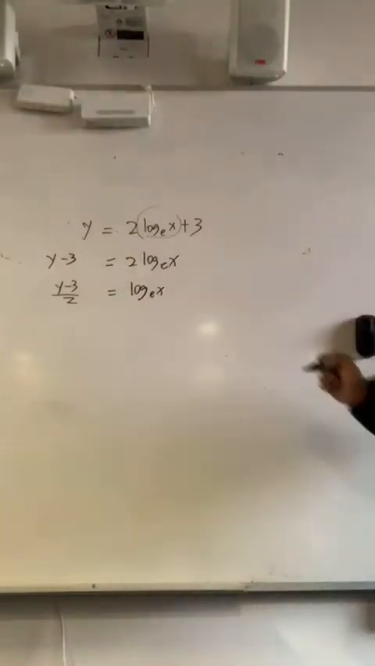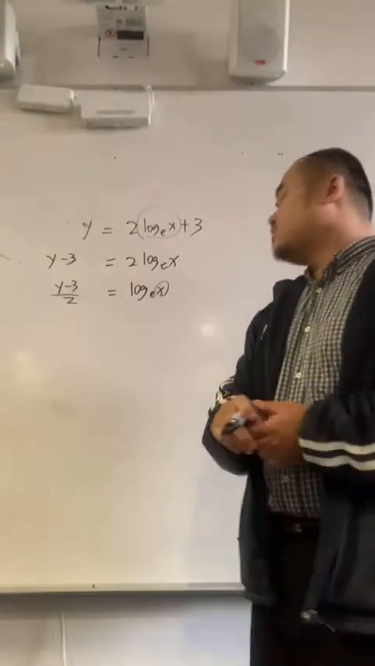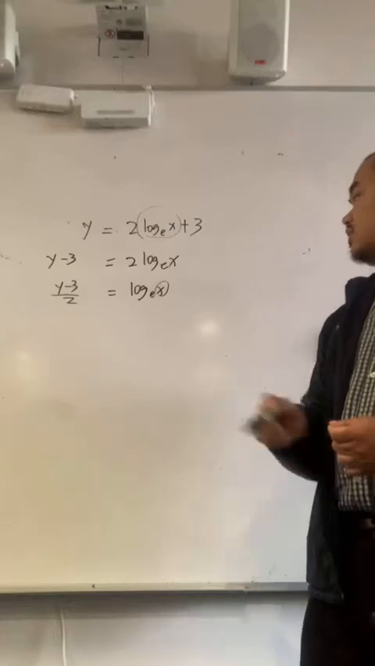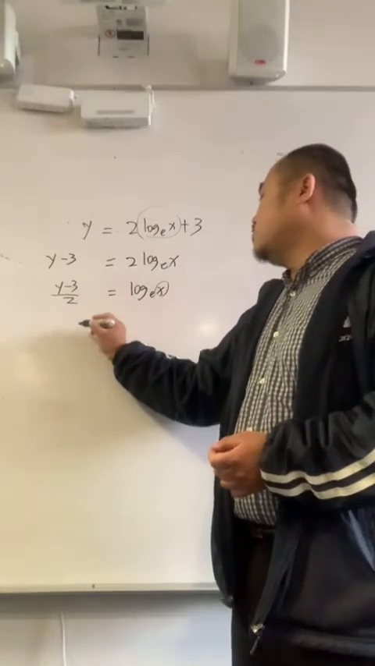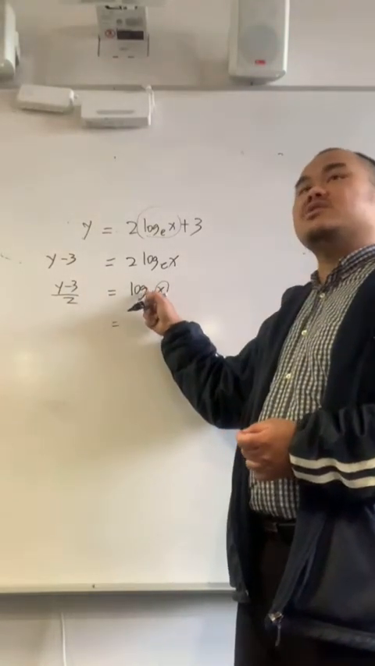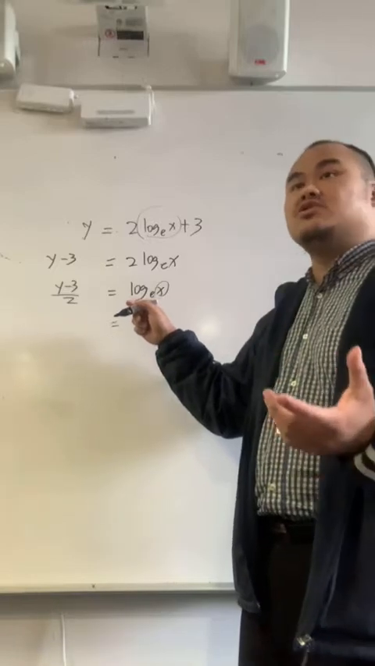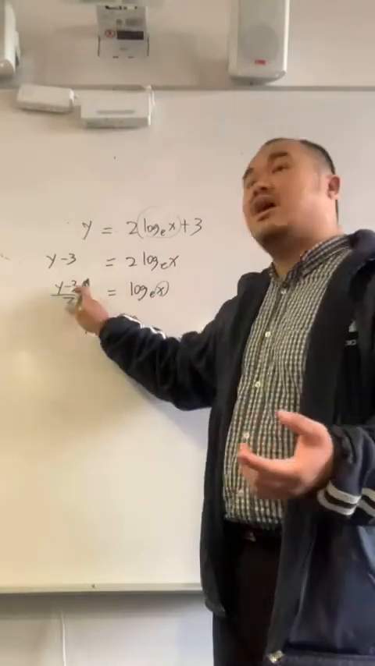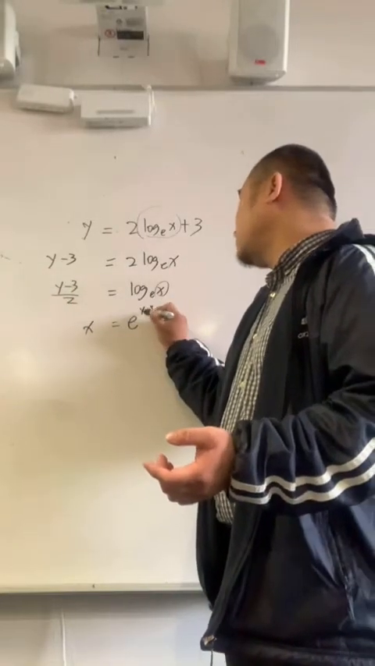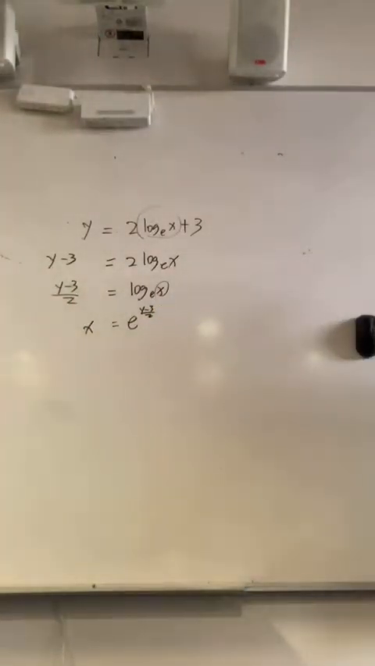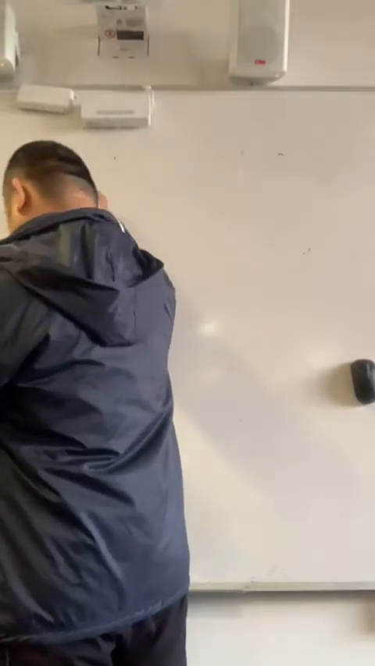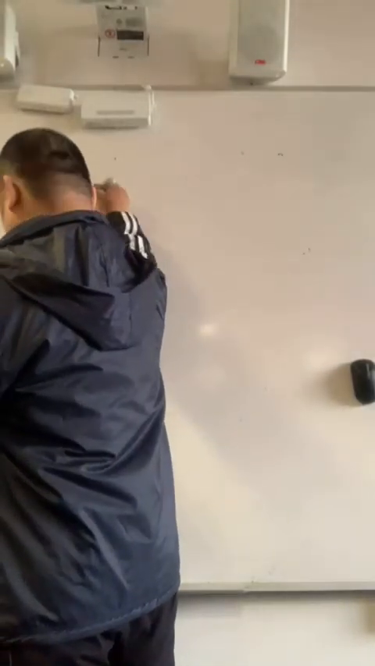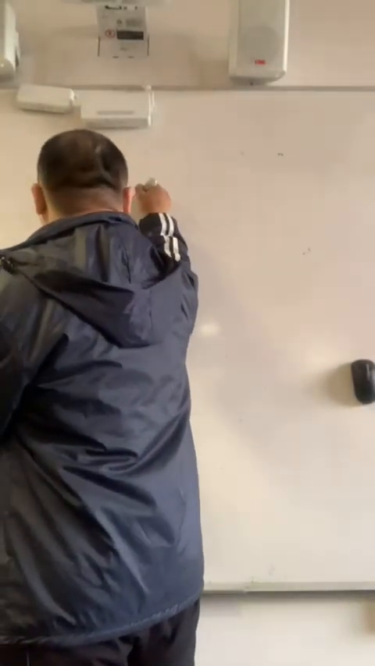Okay, so now if I want to find the x value, it basically means logarithm, so we convert into the exponential, right? So x would be e to the power of (y minus 3) over 2. There you go. This question is to find the inverse function, where the domain belongs to 1 to infinity.